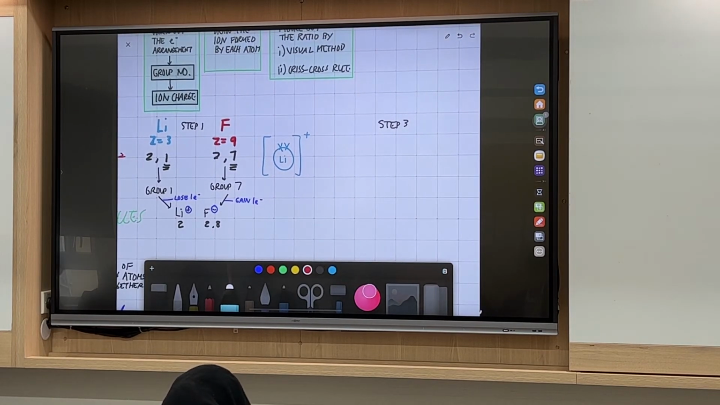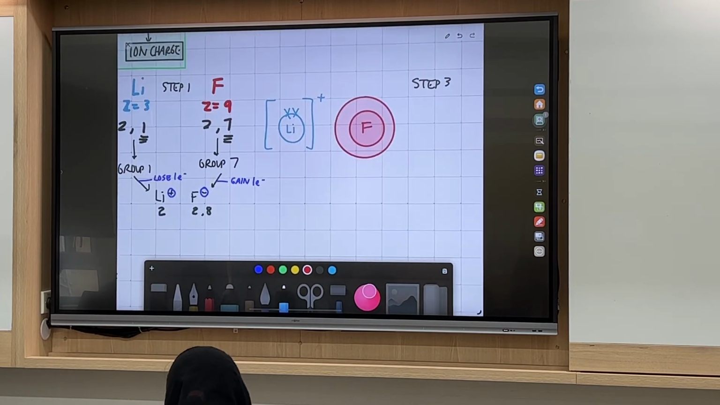So let's draw them up. For F, we draw 2 shells because it's 2 8. So 2 8 means 2 in the first shell. Use different symbols, but it's up to you. You can use dot for this one and cross for this one. Just use different symbols, okay? So you have 1, 2, 3, 4, 5, 6.